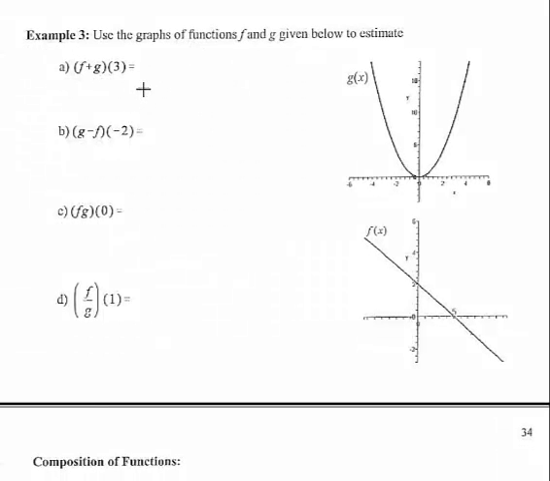We're using different functions for f and g now. We're no longer referring back to example 1. It says use the graphs of the functions f and g given below to estimate the output for f plus g, g minus f, and we're given particular inputs. So we'll write this as we did before. We'll simply write f of 3 plus g of 3.